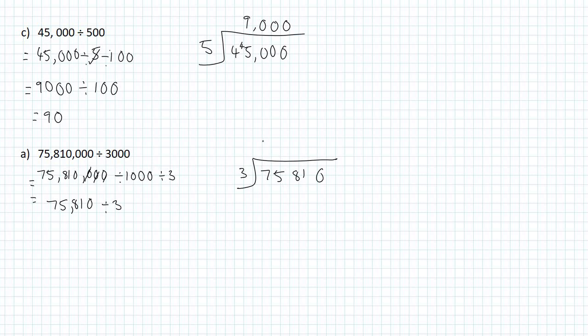75,810. How many 3s go into 7? 2 would give me 6, and then I've got 1 left over to make up to 7. How many 3s in 15? Well, that is 5. How many 3s go into an 8? 2 again makes 6. This time I've got 2 left over. How many 3s into 21? That's 7, goes exactly. How many 3s go into a 0? 0. So I've got 25,270 as my final answer there.